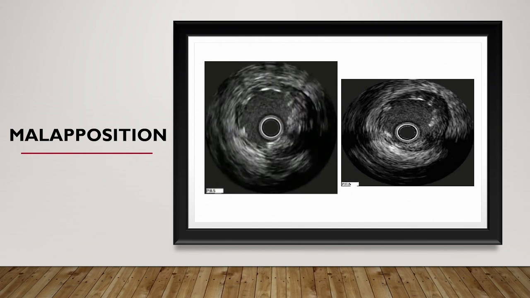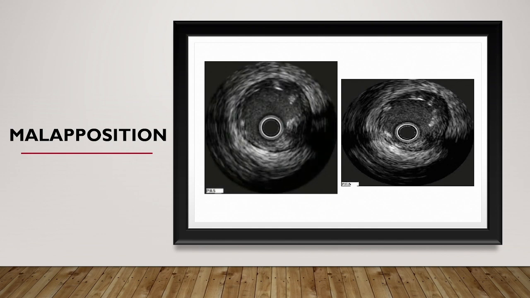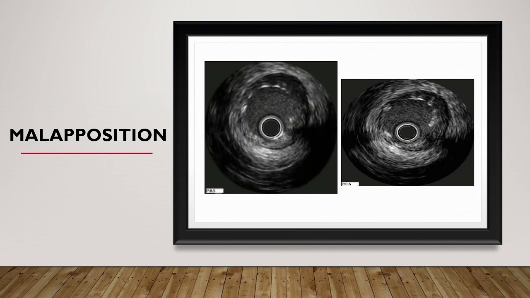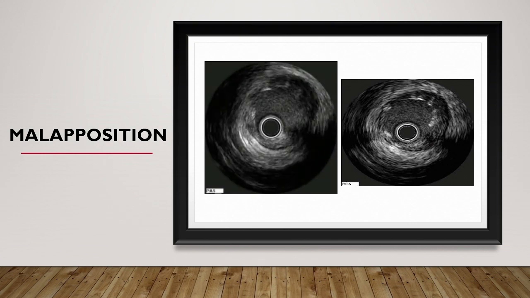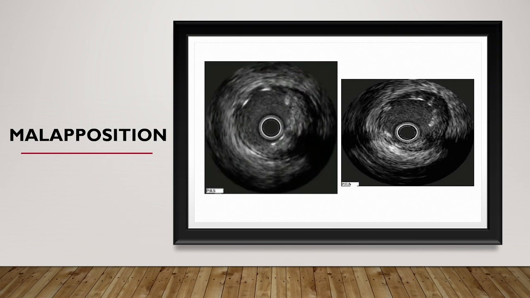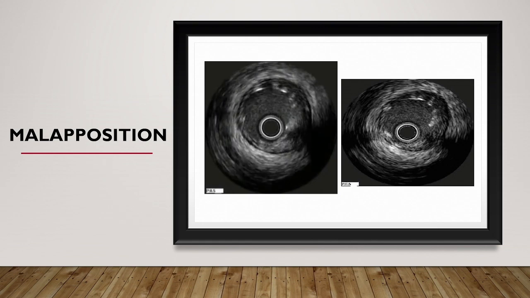Now coming to the malapposition. Malapposition is when a fully expanded stent is not touching the wall of the vessel, there is a gap between the vessel wall and the stent. In a fully expanded stent, it is called malapposition. That means a hanging stent inside the lumen. It's not sized up to the vessel.